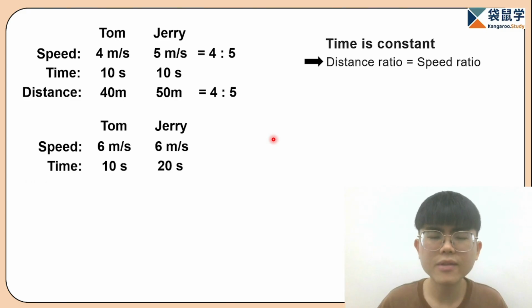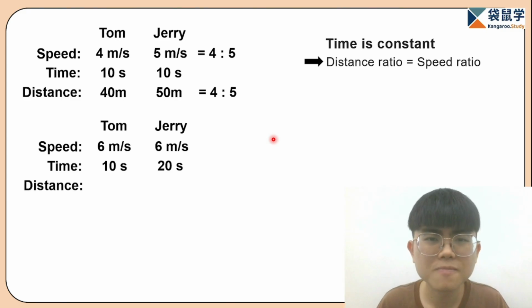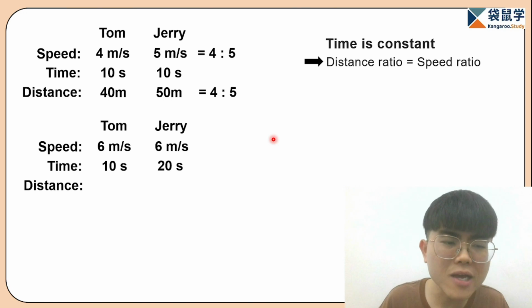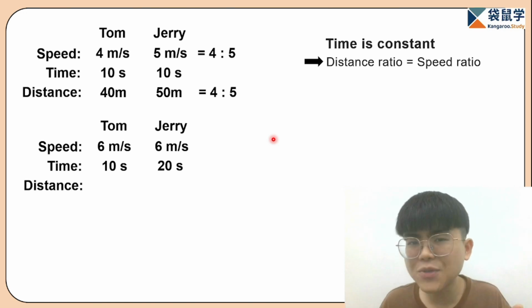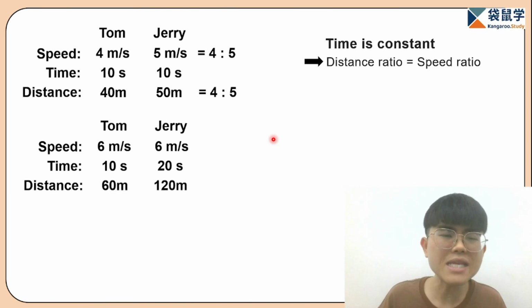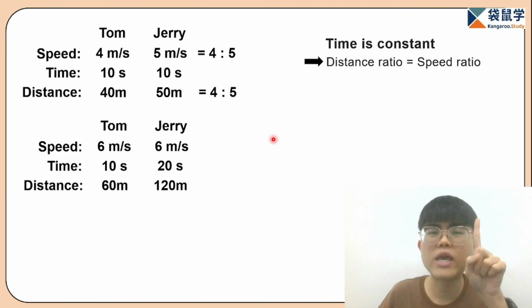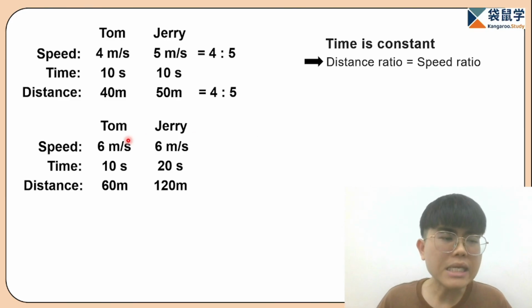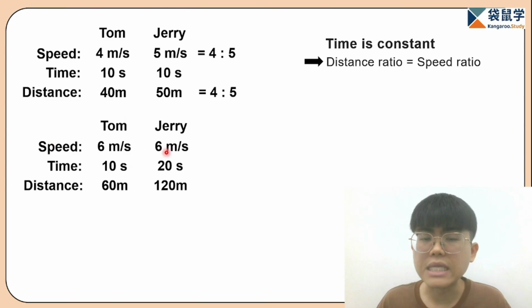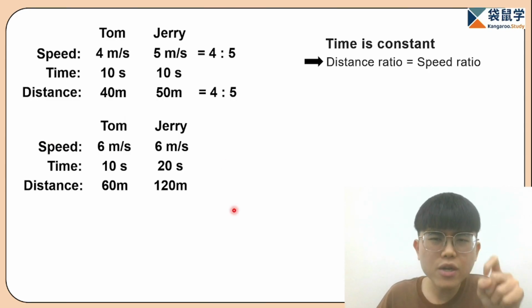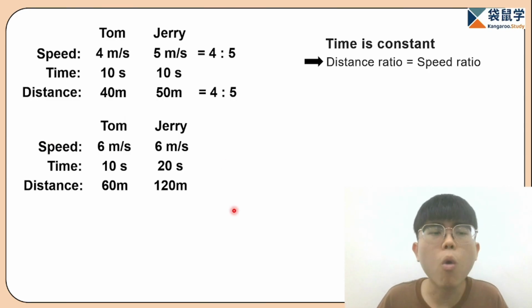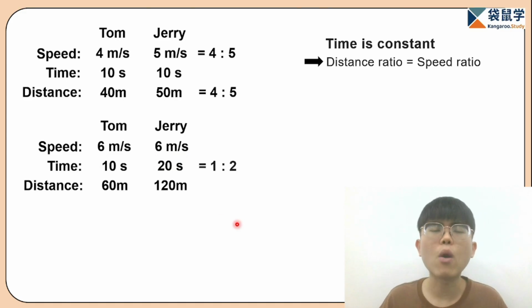Now everyone, again, how do we find the distance? We multiply it together, 6 times 10, 6 times 20, and we will get a total of 60 meters and 120 meters. Again, let's try to look at the ratio. You can see that speed is constant in this example. And what will be the ratio of the time? 10 seconds to 20 seconds. Simplify, you will get 1 to 2.